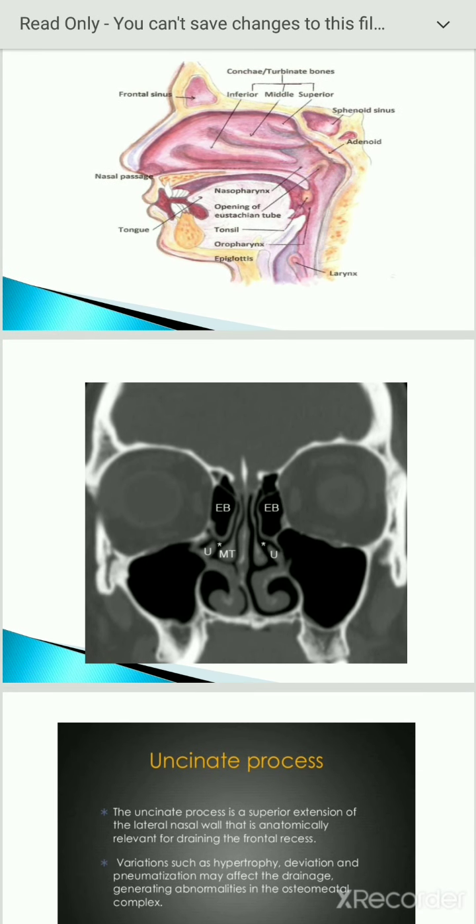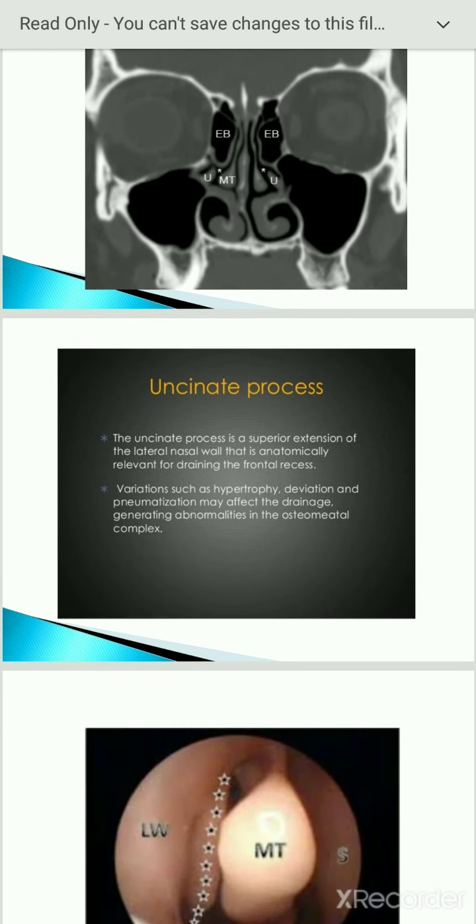This X-ray shows middle turbinate, U is uncinate process, and EB is ethmoid bulla. What is uncinate process? The uncinate process is a superior extension of the lateral nasal wall that is anatomically relevant for draining the frontal recess.